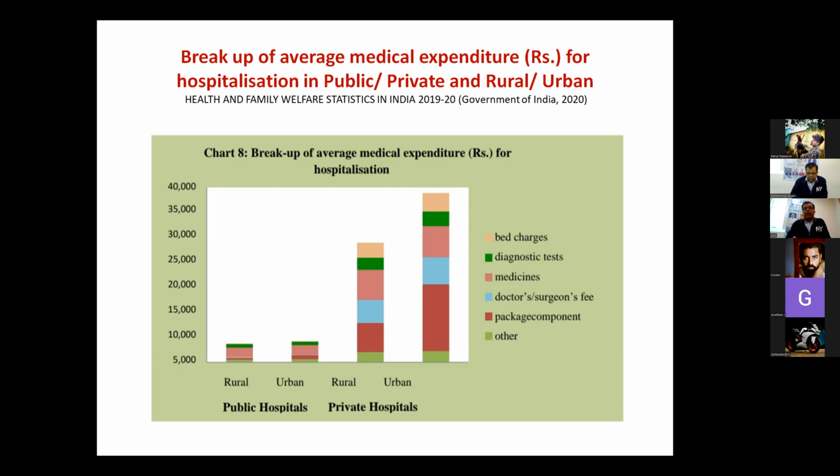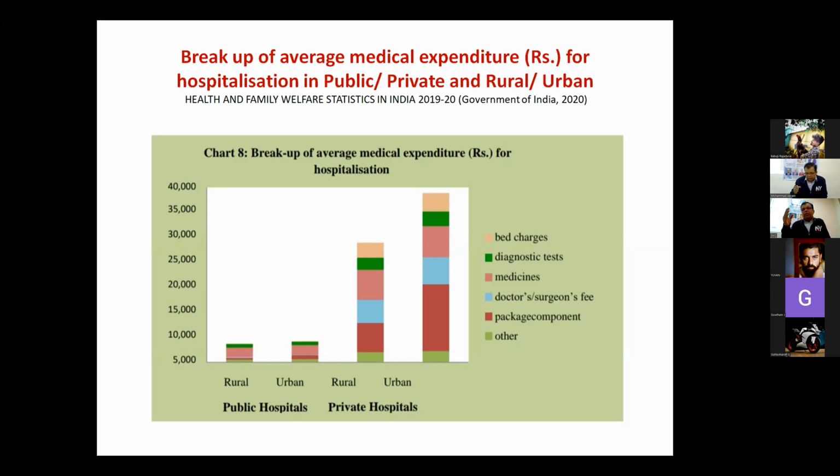And see the source here, Health and Family Welfare Statistics in India, 2019-20, Government of India 2020. So these are not old figures, these are recent, pre-COVID figures, right? So one thing is very clear, that the cost of healthcare in private hospitals is very high, right? So now we can see a larger pattern. The government is not spending much, and the larger burden of health expenditure is going to the individuals in the form of out-of-pocket expenditure. That is one side of the story. And the other side of the story is that when people get hospitalized in a government hospital, the expenditure is much lesser, 4 or 5 times lesser.